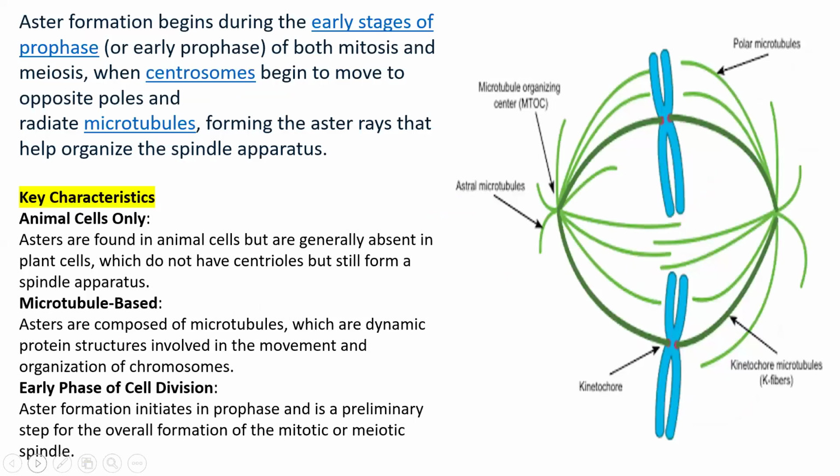Condensation of chromatin into chromosome. So aster formation begins during early stage of prophase, or early prophase, of both mitosis and meiosis. Points should be noted. Aster formation.